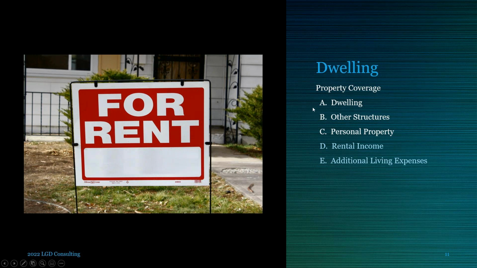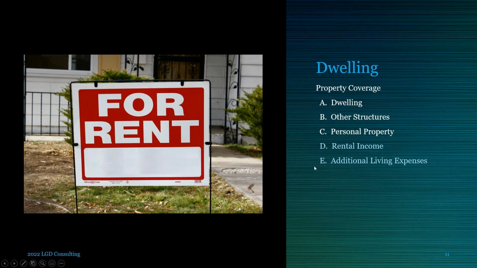These are direct loss coverages. So it's really the same as a homeowner's, but homeowners has 4 parts in their property and dwelling has 5. Why they separated this out, I don't know, but it's basically the same thing. It's just 5 parts instead of the 4 for a home policy.